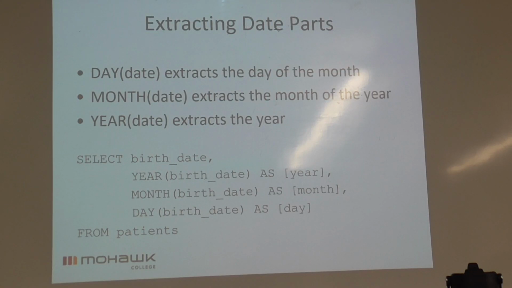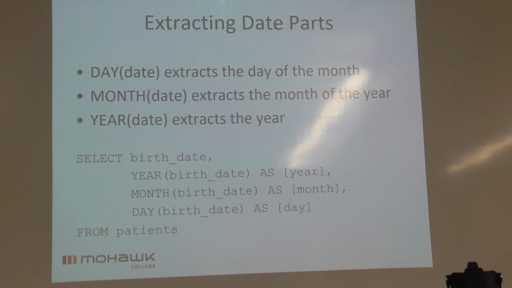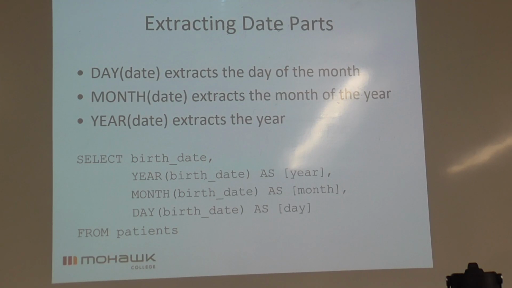You can also extract day, month, or year specifically from a date time object by using the day, month, or year functions. So you can alias them if you want as well. So, if you just want to know what year people were born in, but you have a bunch of date time objects, just call the year function. Make sense? So far so good?